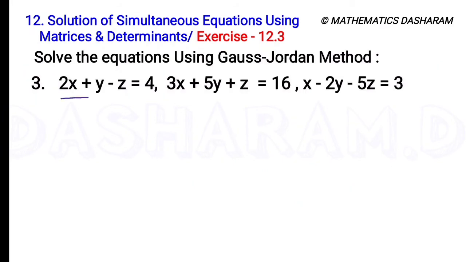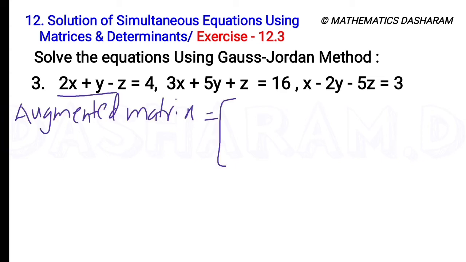Third problem: 2x plus y minus z equals 4, 3x plus 5y plus z equals 16, x minus 2y minus 5z equals 3. Here the constant numbers are all on the RHS, so we can write the augmented matrix for the given system of equations. The coefficients of the first equation are 2, 1, minus 1 and the constant number is 4. Coefficients of the second equation are 3, 5, 1 and the constant number is 16. Next, coefficients of the third equation are 1, minus 2, minus 5 and the constant number is 3.